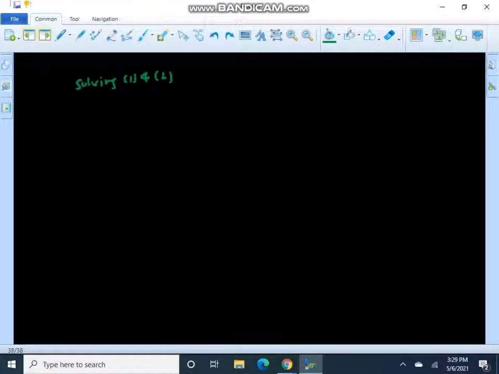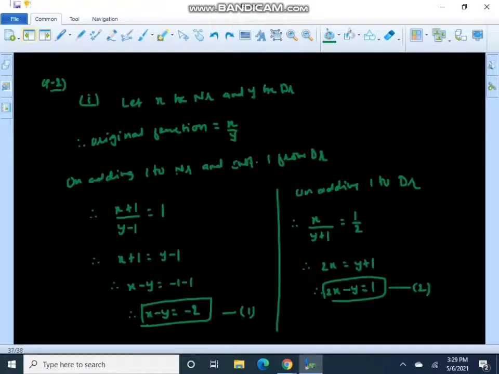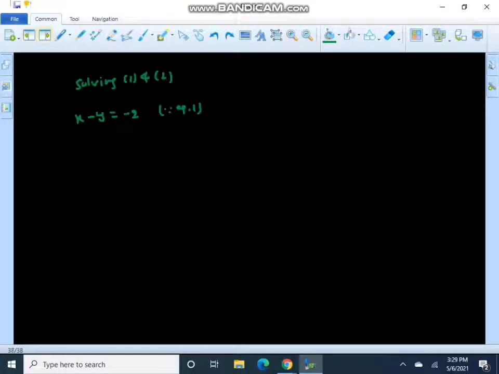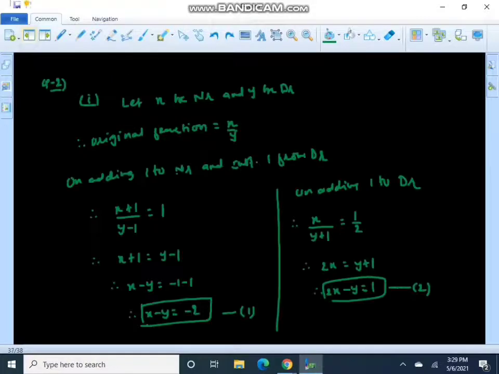x minus y is equal to minus 2. This is equation 1, and 2x minus y is equal to 1. This is equation 2.